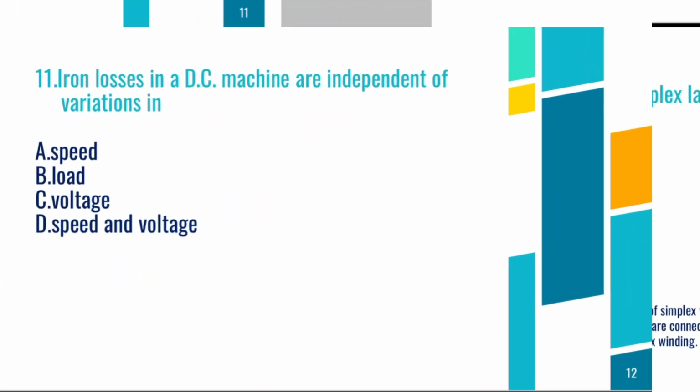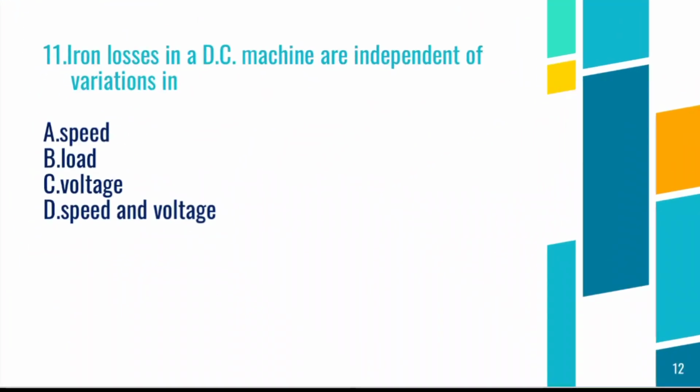Coming to the next question, iron losses in a DC machine are independent of variations in A speed, B load, C voltage, D speed and voltage. Iron losses in DC machines are independent of variations in speed, load, voltage, and speed and load voltage.